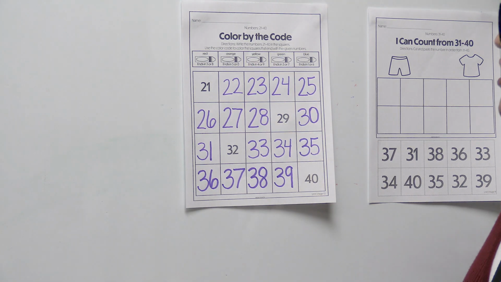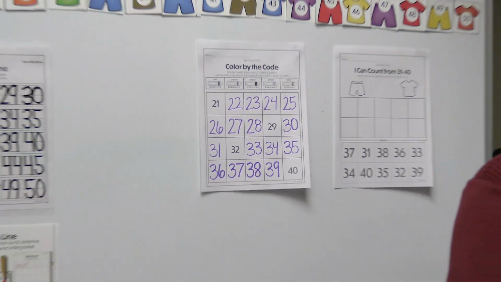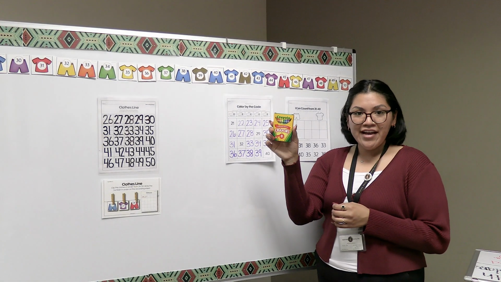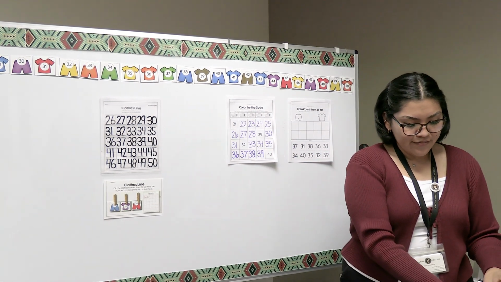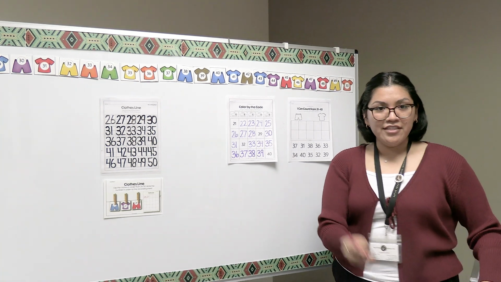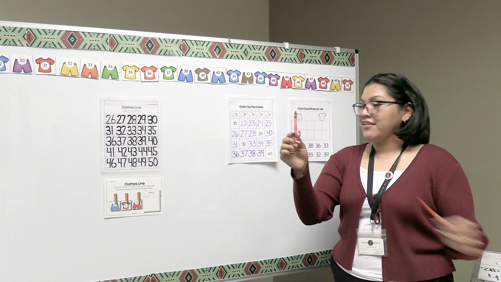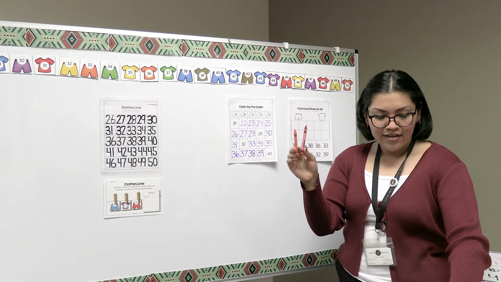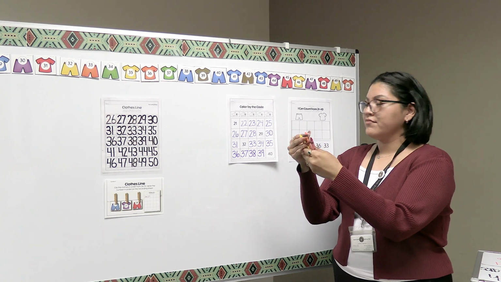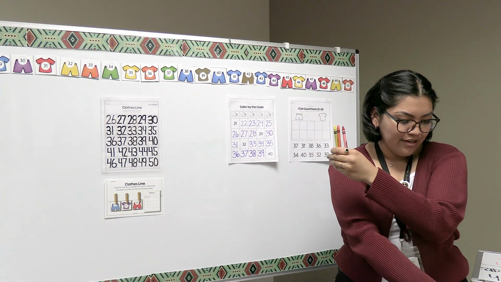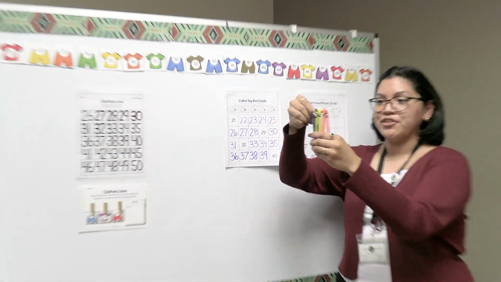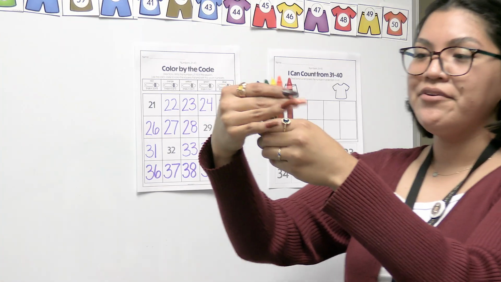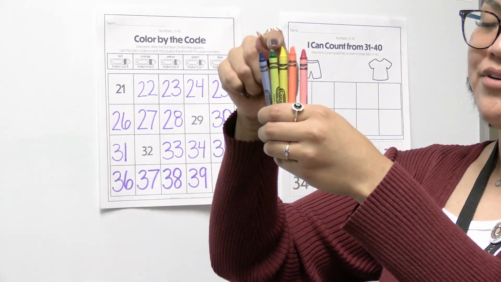It says use the color code to color the squares that end with the given numbers. Let's get our crayons out. Everyone get your crayons and have them ready. The colors we need will be red, orange, yellow, green, and blue. Get these colors out: red, orange, yellow, green, blue.